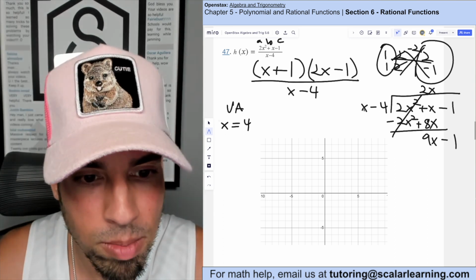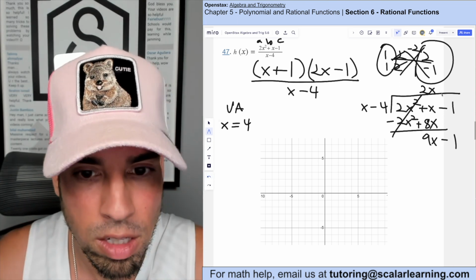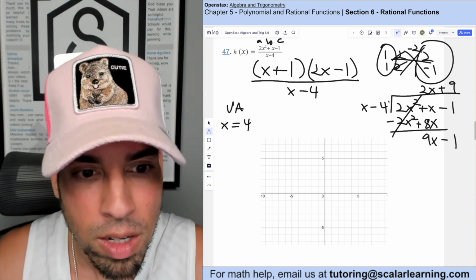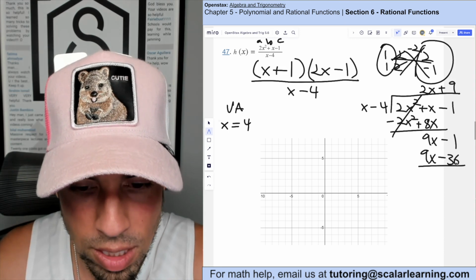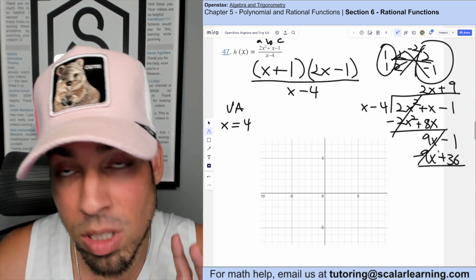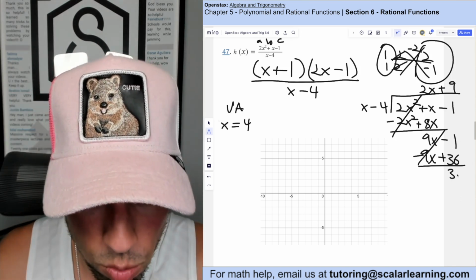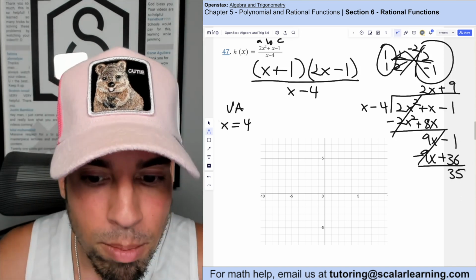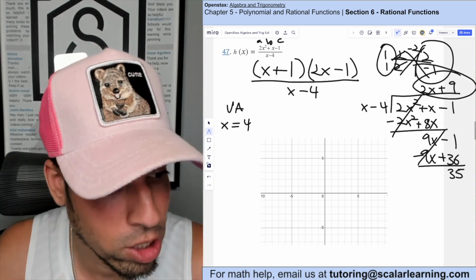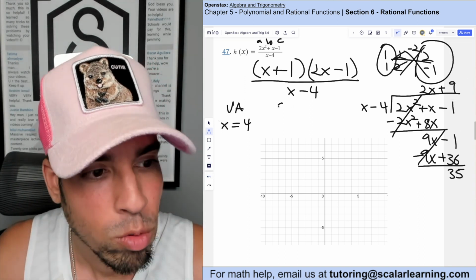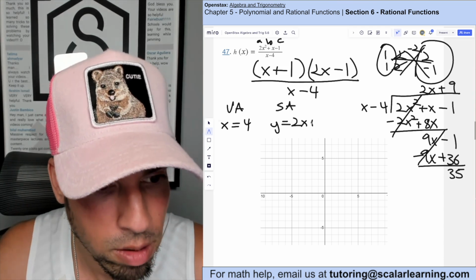Now what times x gives us that 9x? Again, looking just at the leading terms, that's going to be a +9. 9 times x is 9x. 9 times -4 is -36. So we negate. This part doesn't matter so much, and I'll explain why in a second. Then we get -1 plus 36, which is a remainder of 35. But this remainder doesn't factor into the slant asymptote. This quotient is the slant asymptote, which means our slant asymptote is y equals 2x plus 9.